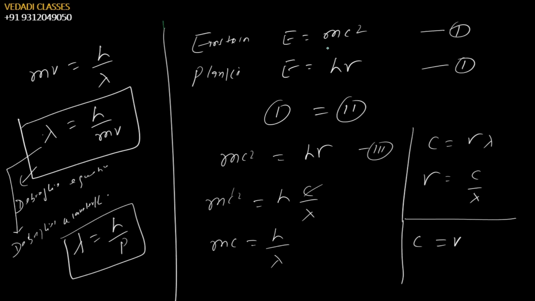Einstein has given E is equal to mc square. Planck's quantum theory gives E is equal to h nu. So he equated these, and finally he got the relation: lambda is equal to h upon mv. This is known as the de Broglie equation, and this wavelength is known as de Broglie's wavelength.